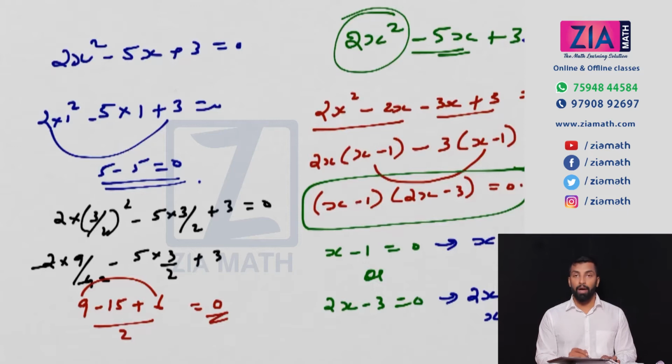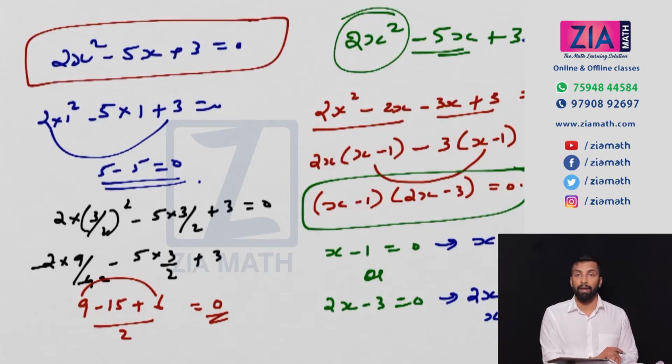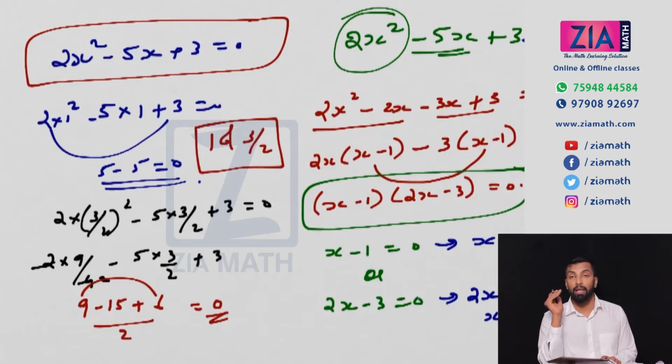So you get 0. I hope you understood what you mean by the solution of a quadratic equation. We are finding the values of x where the equation is satisfied. So in this equation, the two values of x which satisfy the equation are 1 and 3 by 2. We call these two values the roots of the given quadratic equation. How did you find it? You use the method of factorization, or the splitting the middle term method. We have other different methods also, we will discuss in the next session.